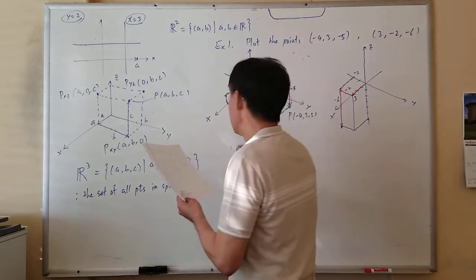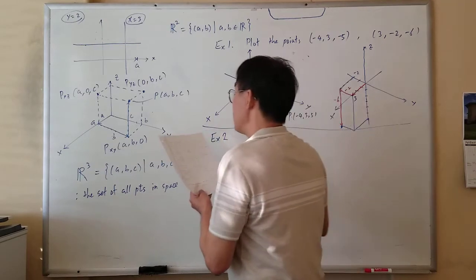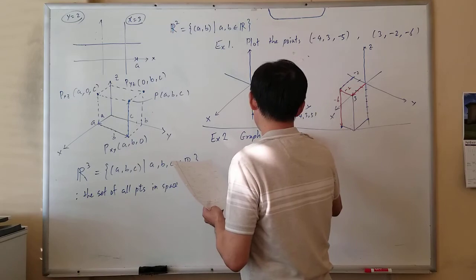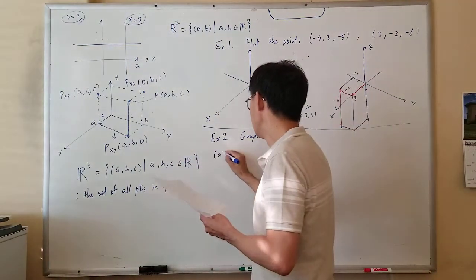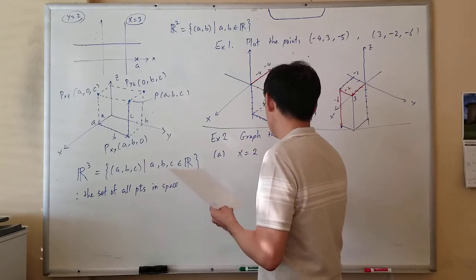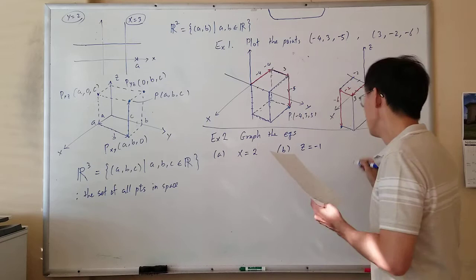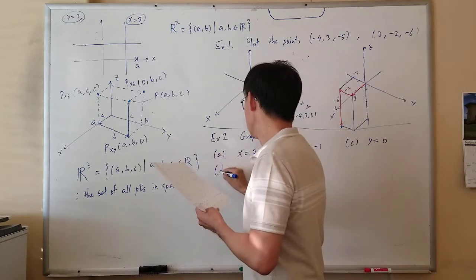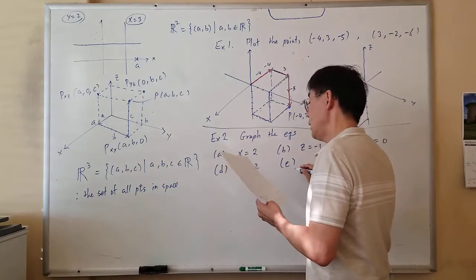Now, example 2. Graph the equations. A, x equals 2. B, z equals -1. C, y equals 0. D, y is less than 2.